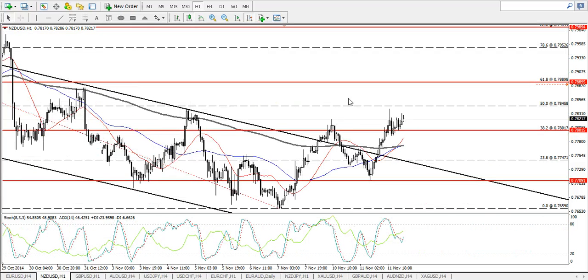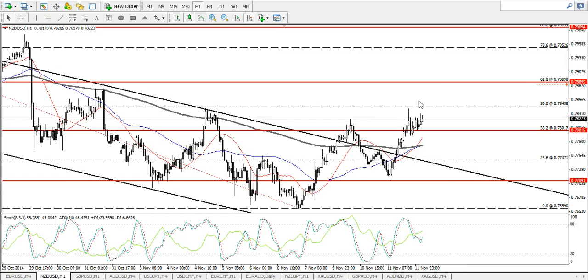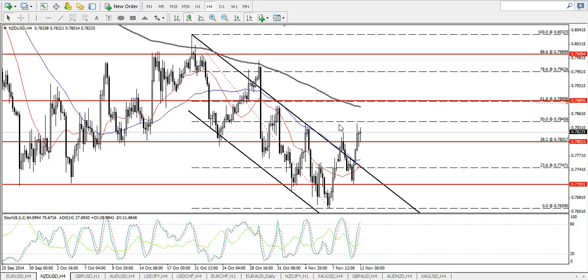That is pretty much it for the New Zealand dollar against the US dollar. If you were to plot a Fibonacci expansion from the bottom to the top over here, it may show you an exhaustion level slightly above the 61.8% as well. So that's for the New Zealand dollar against the US dollar.